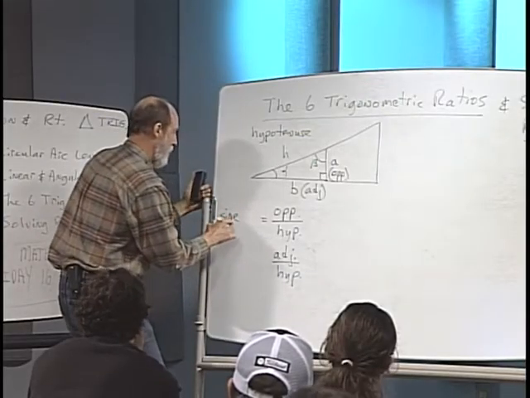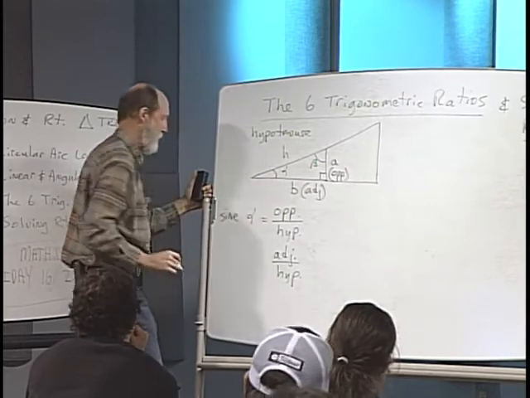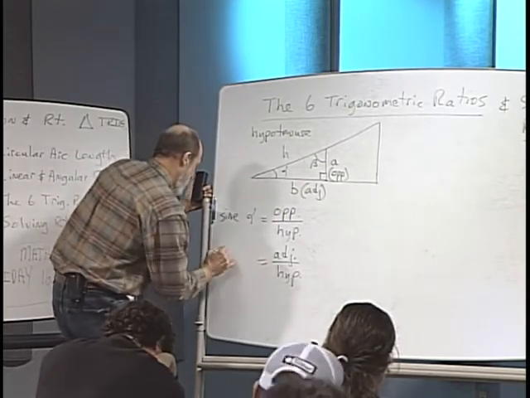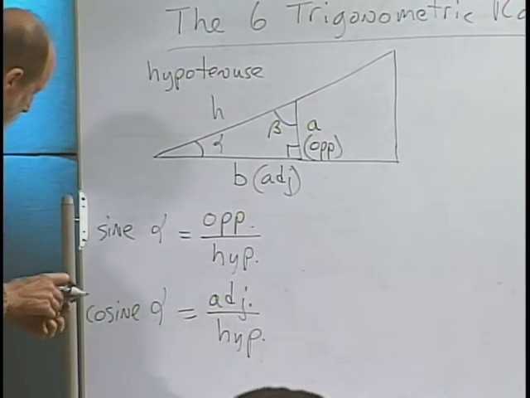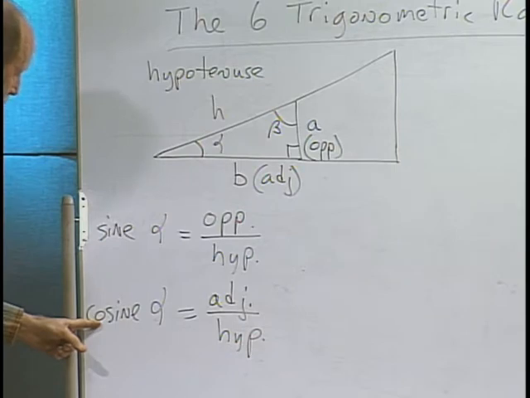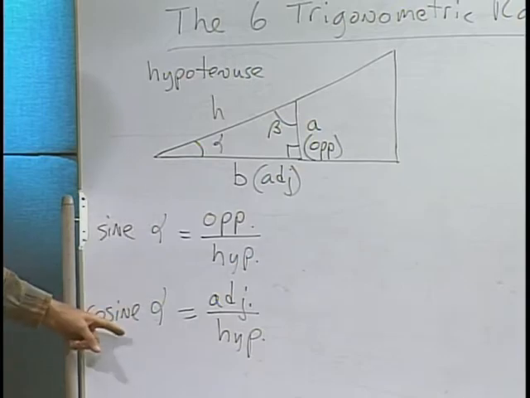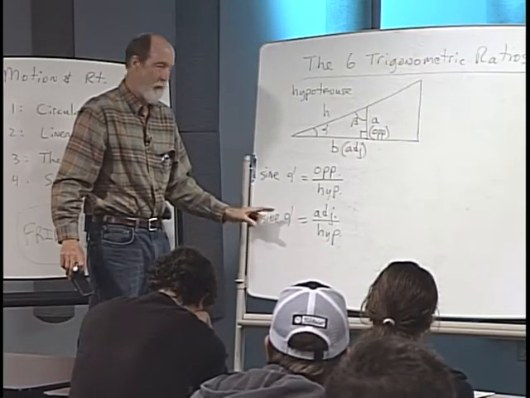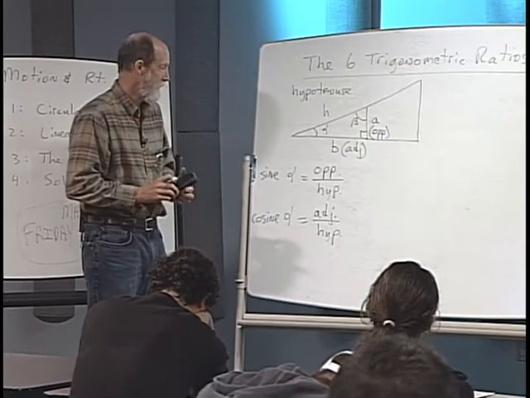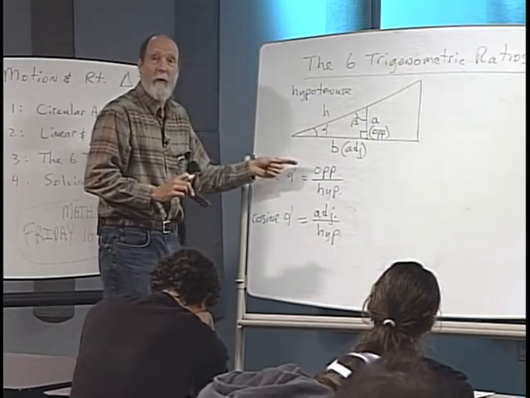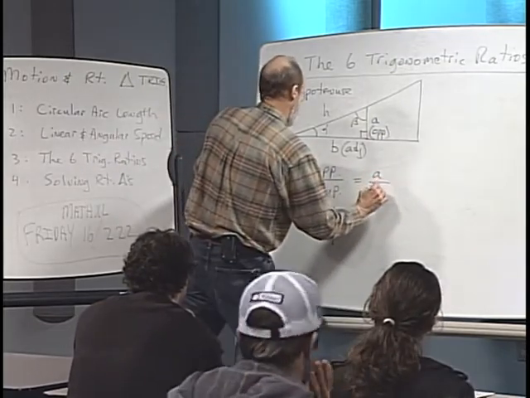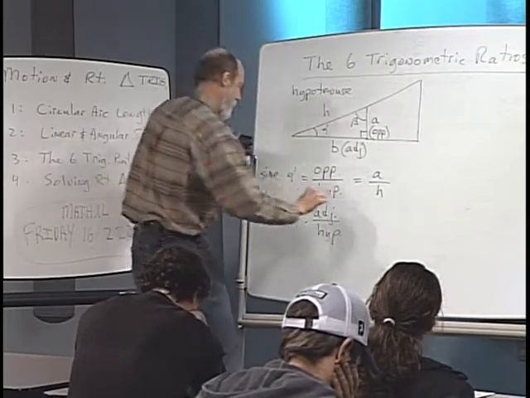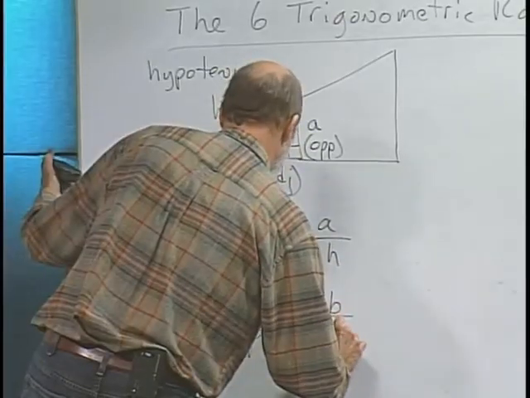Okay. This is called the sine of angle alpha. This one is called the cosine of angle alpha, and the reason the co is there is because it's related to the complementary angle. Okay, and you'll see a relationship shortly. So looking at the symbols we used up here, this is going to be A divided by H, and this is going to be B divided by H.